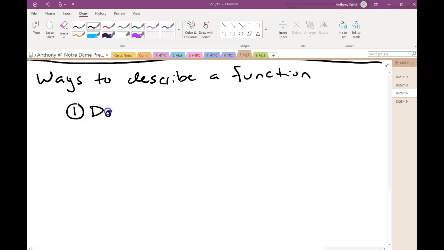So the first descriptors that we want to talk about are the domain and range. When we talk about the domain, we're talking about the set of x coordinates. And the range, we're talking about the set of y coordinates.